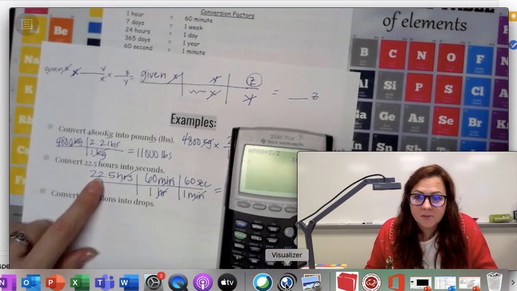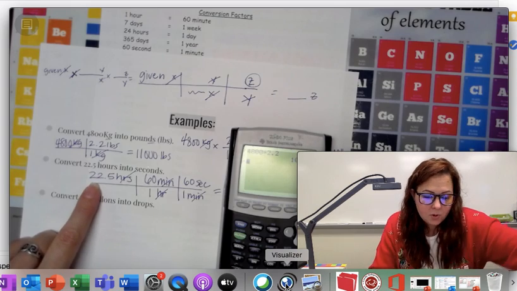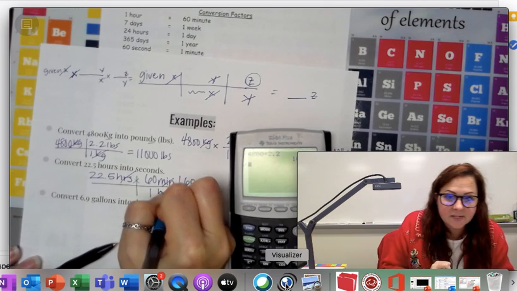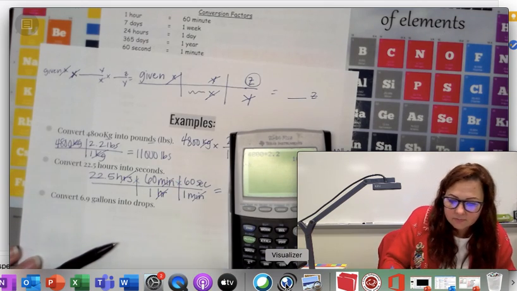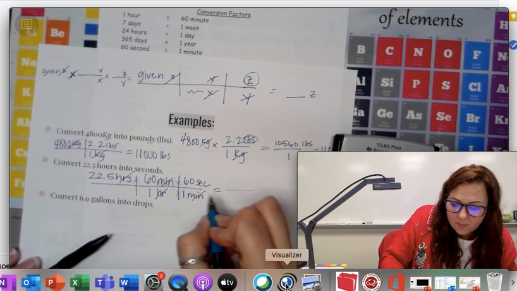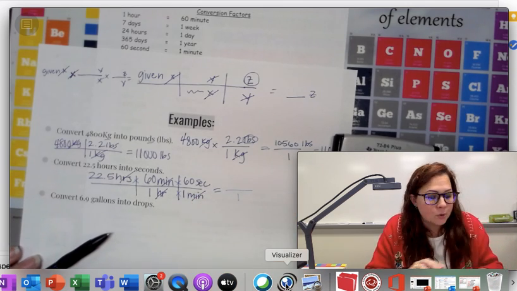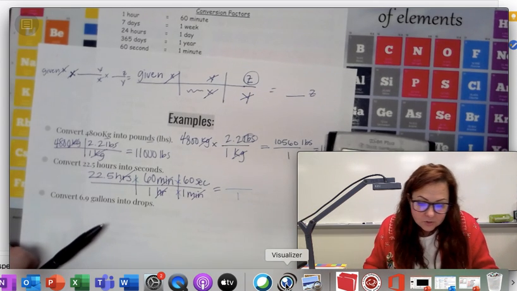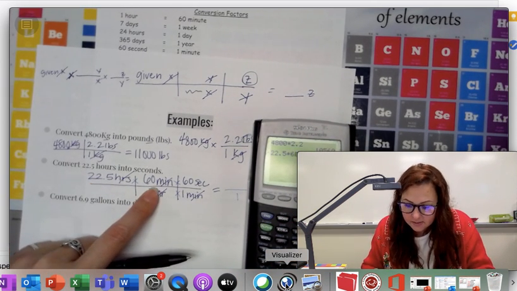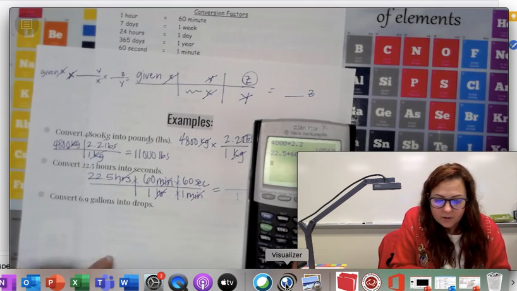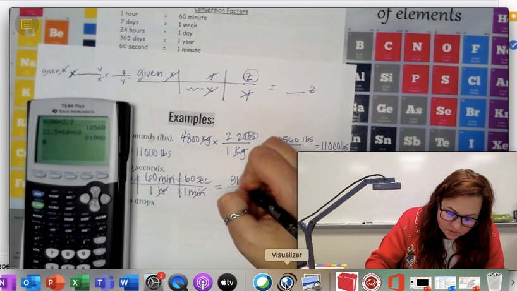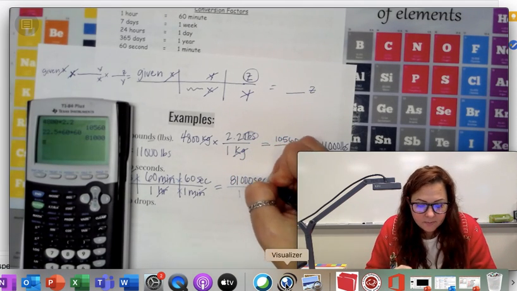So this one we're going to multiply all the way across the top. So when you multiply across the top, you're going to take 22.5 times 60 times 60, and you're going to get an answer on the top here. And then you have 1 times 1, and you're going to get an answer on the bottom, which is just 1. Spoiler alert there, 1 times 1 is 1. So here, we have 22.5 times 60 times 60. So I got, for an answer here, 81,000 seconds divided by 1.